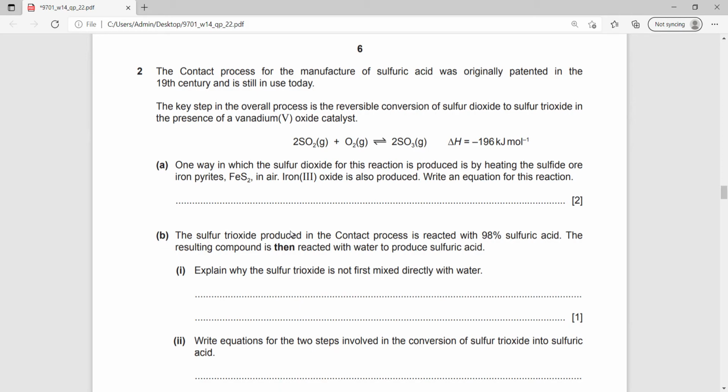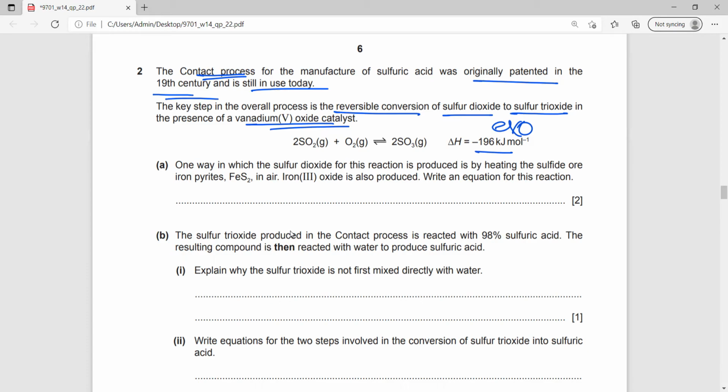So let's move on to the next question. The contact process for the manufacture of sulfuric acid was originally patented in the 19th century. It's still in use today. This is useless information, except for that we're going to deal with the contact process, something you're familiar with. The key step in the overall process is the reversible conversion of sulfur dioxide to trioxide in the presence of this catalyst, right? And it's an exothermic reaction, and this is an equilibrium reaction.